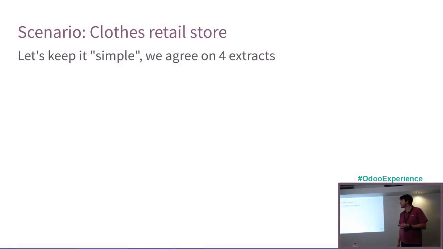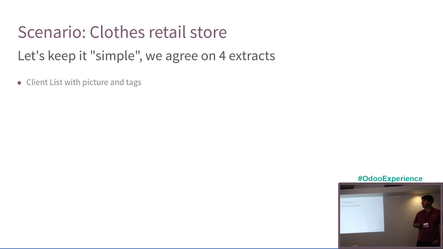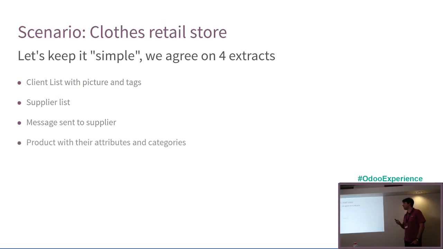So it was a closed retail store. The hardest thing with this is the product, because they use a lot of variants. We keep it simple. In the real case, it was more, but for the example here, I keep it simple for extract. So the client gave me a client list with the picture and tag, a supplier list, the messages that have been exchanged with the supplier, and finally a list of product variants with their attributes and categories.